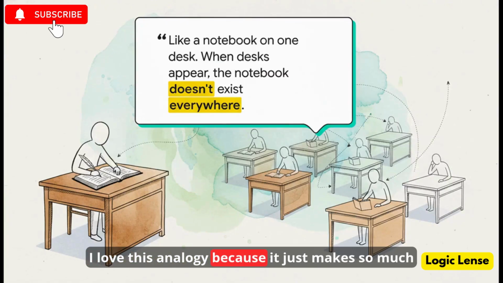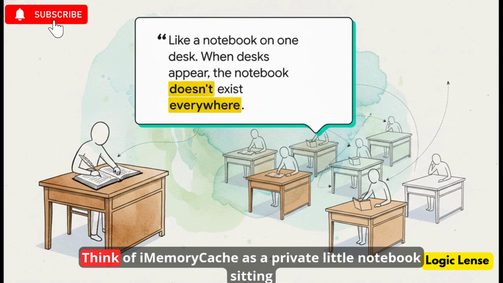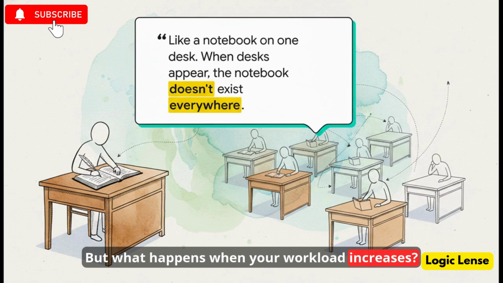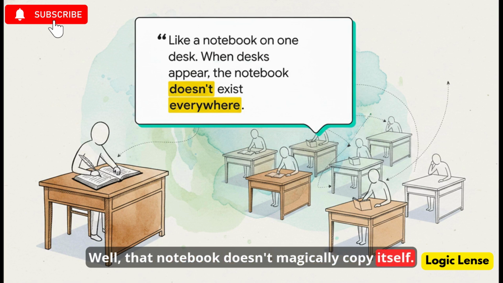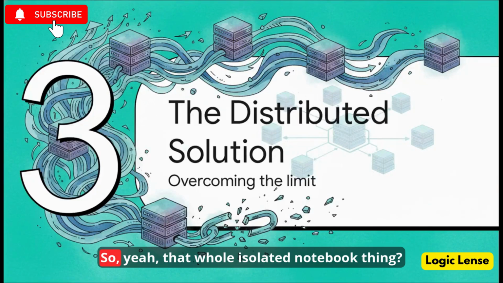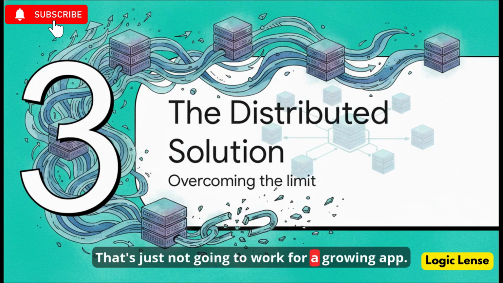I love this analogy because it just makes so much sense. Think of IMemoryCache as a private little notebook sitting on a single desk. It's super fast for one person to jot things down and look them up. But what happens when your workload increases and you add more desks, or in our case, more servers to handle more users? Well, that notebook doesn't magically copy itself. Each new server gets its own blank notebook. And now you've got a huge problem, because users hitting different servers are going to see completely different data. So yeah, that whole isolated notebook thing, that's just not going to work for a growing app.